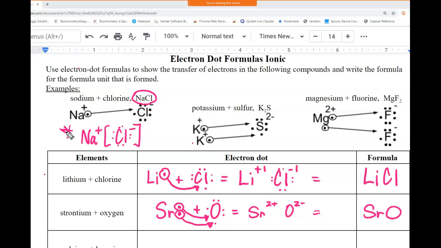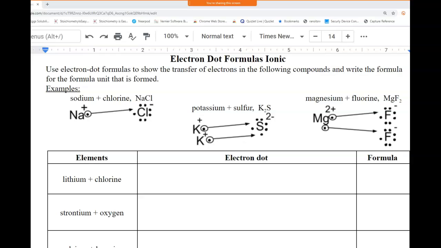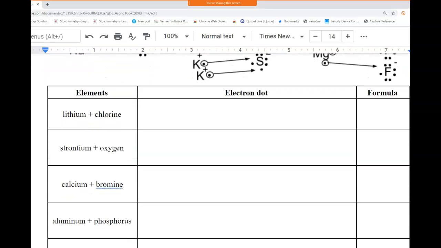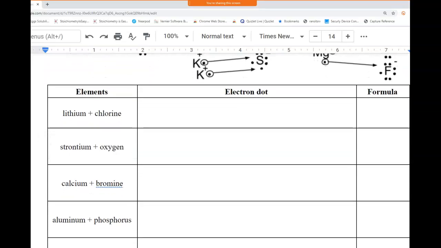Thank you. That was a good question. Okay, I have one more example to show you, and I am going to scroll my page down so you can see calcium and bromine. All right, so doing calcium and bromine means I'm going to look up calcium on my periodic table, and I can see that calcium has 2 valence electrons, and I can see that bromine has 1, 2, 3, 4, 5, 6, 7 valence electrons.